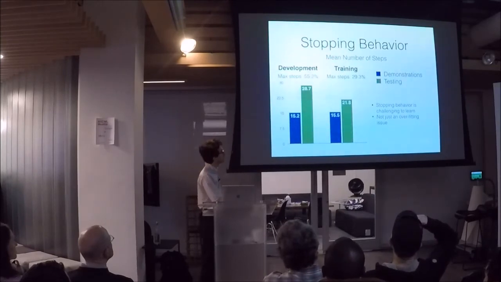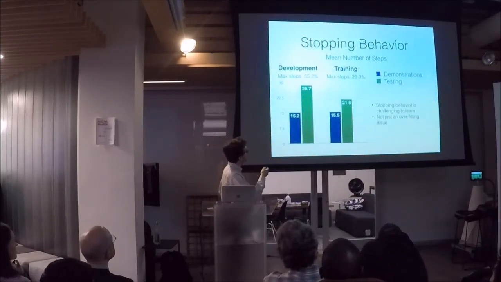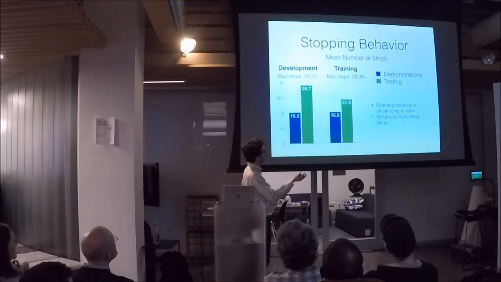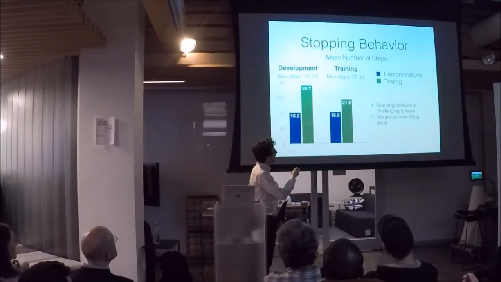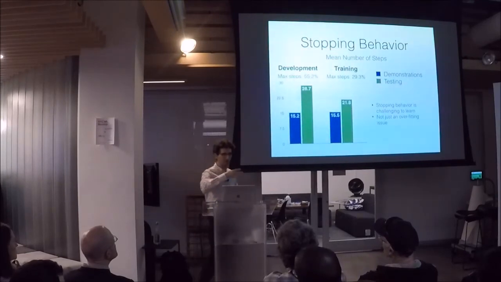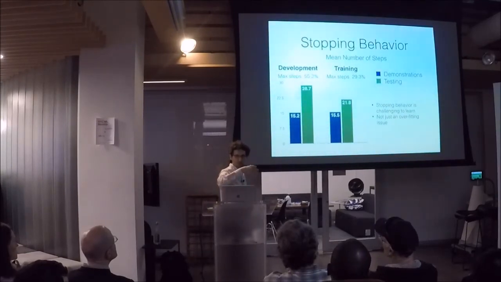It never actually stops. So in development, 55% of the time we actually have to stop the agent, to kill it, whereas in training it happens less, but it still happens a significant number of times. This is 30% of the time. And the maximum number of actions that we allow is actually above the maximum number of actions that exist in the training data.